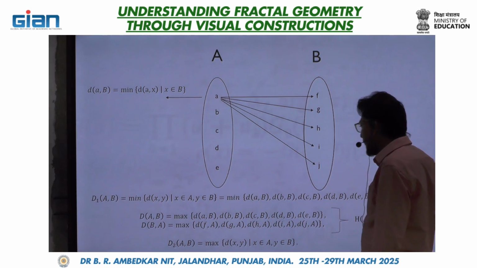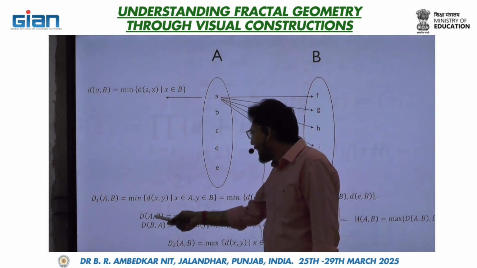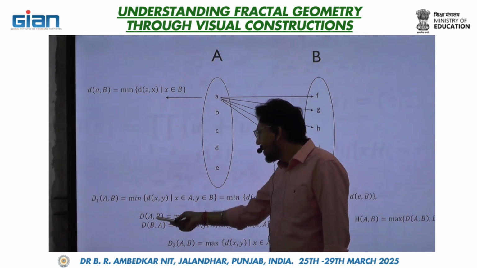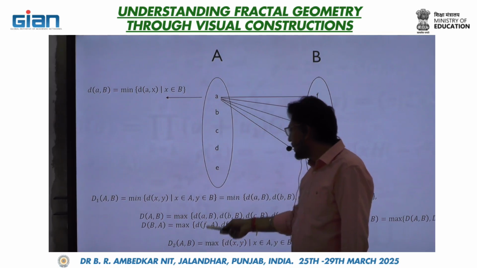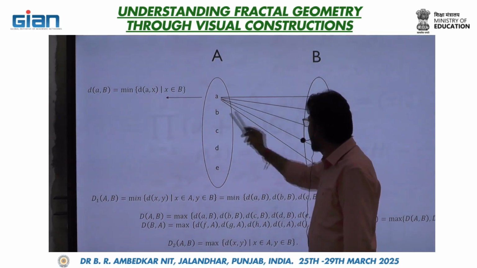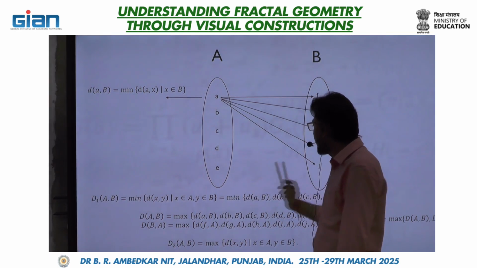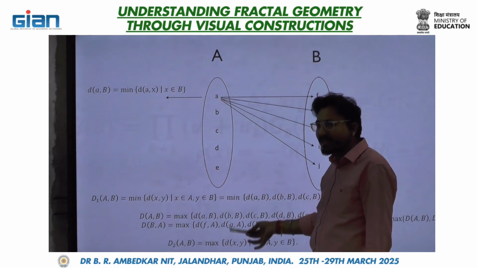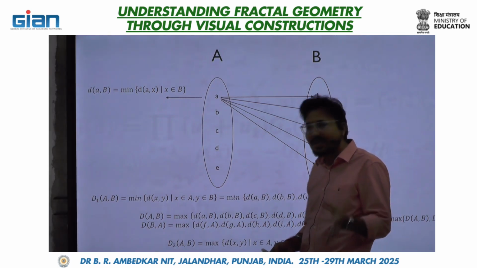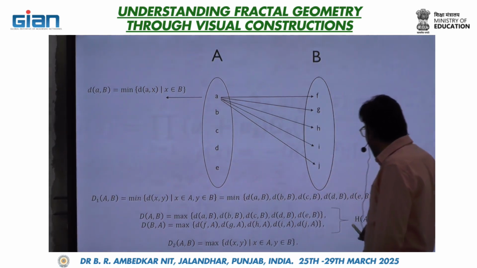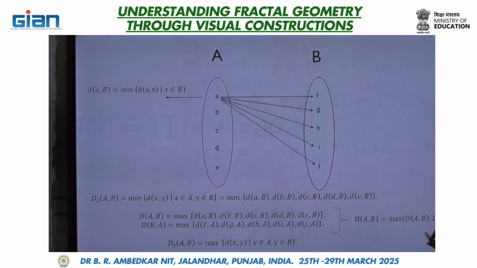Okay, like this one. Then you can find here D of AB, D of BA. D of AB means the maximum of these things. D of BA is the maximum of B, F to A, G to B, H to C, I to D, J to E. Okay. I am showing the simplest examples so that you can start visualizing things and relate. Then H of AB will be the maximum of these two distances, D of A comma B and D of B comma A.